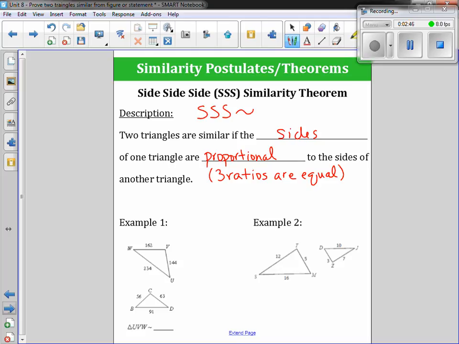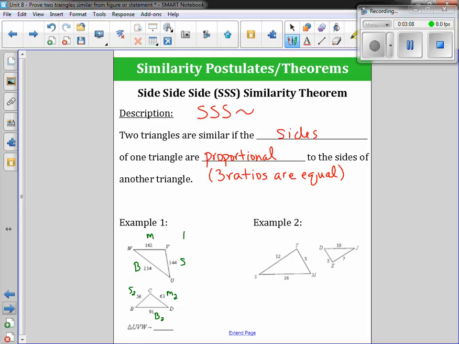So I'm going to label them. I'm sorry. This is my small side, this is my medium, and this is my big. This is my small side of triangle 2. This is my medium side of triangle 2, and this is my big side of triangle 2. I'm going to set up my scale factors.